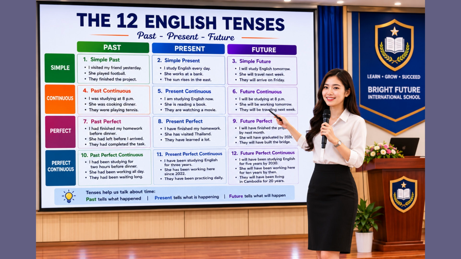9. Simple future tense. The simple future tense describes actions that will happen in the future. Structure: subject plus will plus verb. Examples: I will study English tomorrow. She will visit her family next week. They will play football on Saturday. We will attend the meeting.